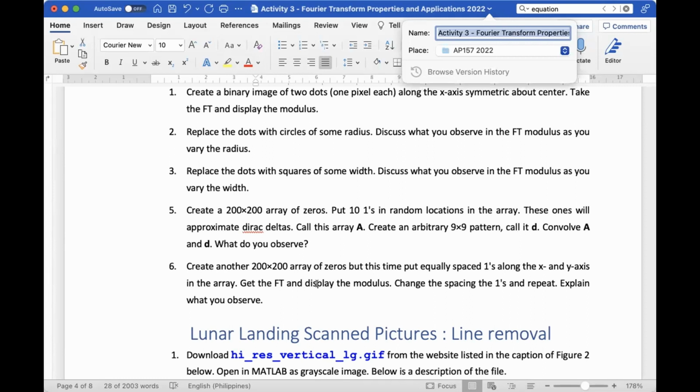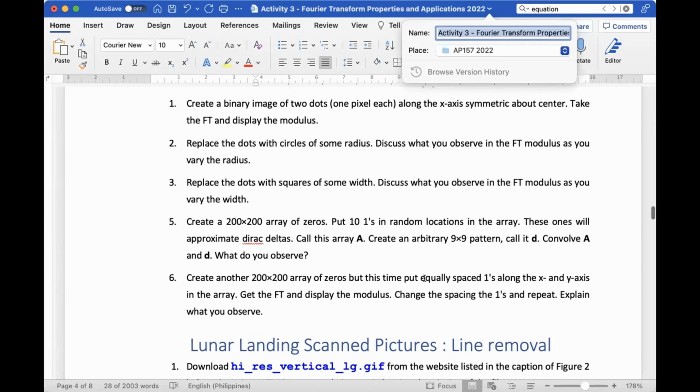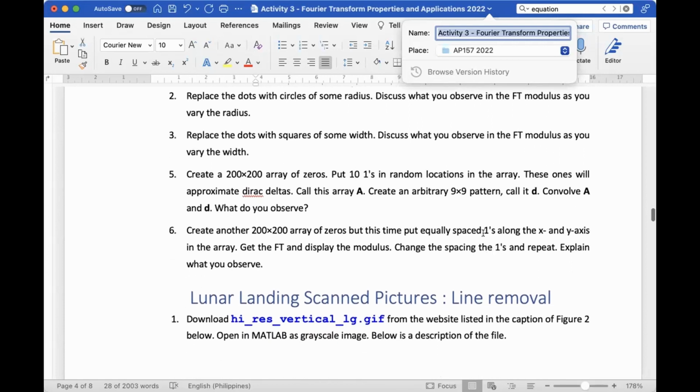Now, create another 200 by 200 array of zeros, but this time put equally spaced ones along X and Y in an array. So para siyang grid. I think gumawa rin kayo dati ng grid, ano? So exercise natin, parang pixels yung ginawa natin. Ito naman, parang points na equally spaced in a grid pattern. Change the spacing of the ones and repeat.